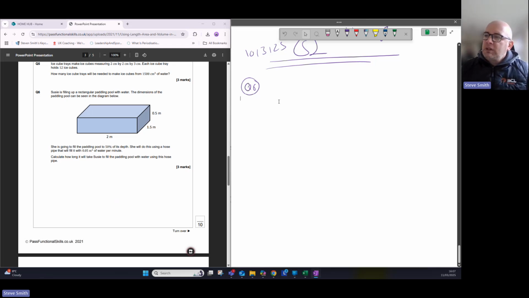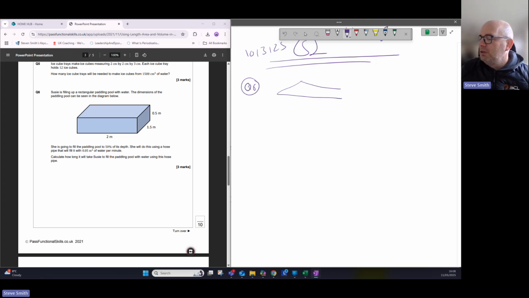So Susie is filling up a rectangular pool with water. Dimensions of the paddling pool can be seen. So I'm not going to draw it to scale because, as you all know, I'm going to draw it better than that. Okay, so we've got a pool now that's like that. So it's 2, 1.5, 0.5.